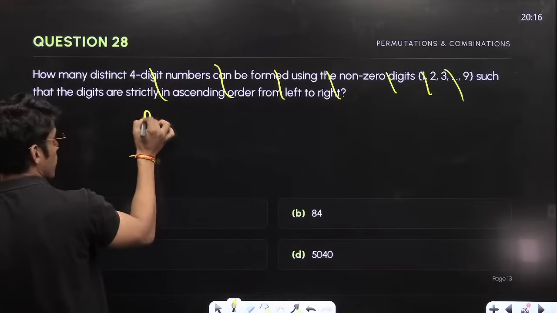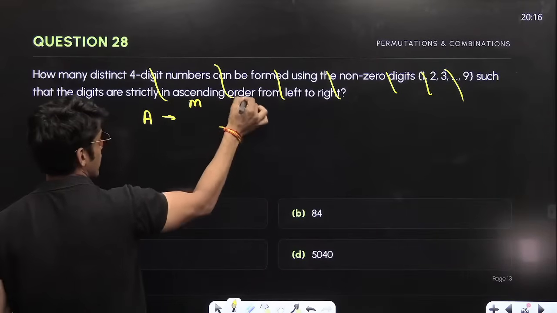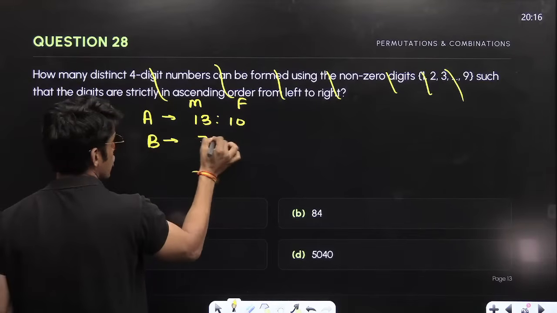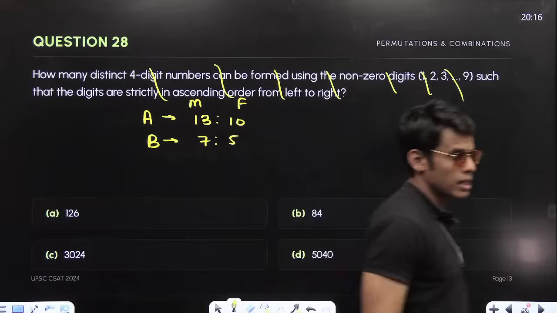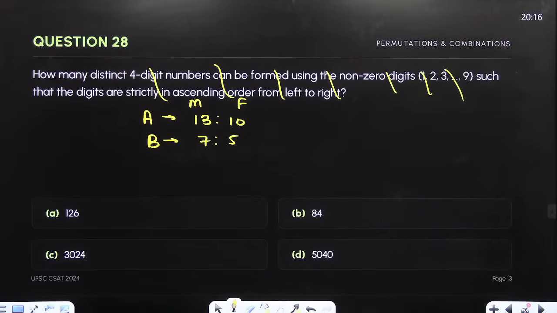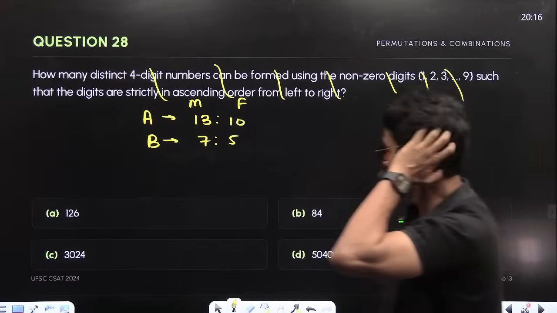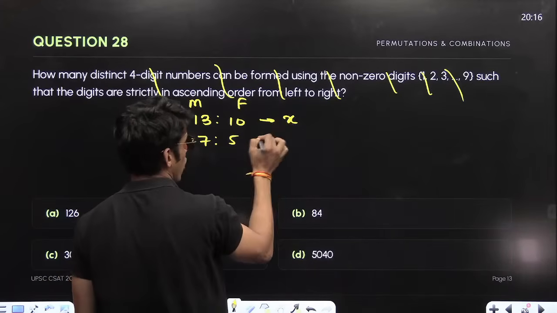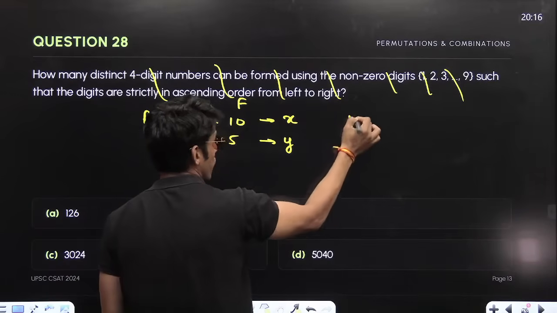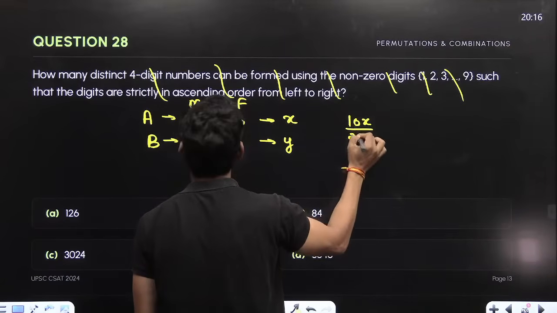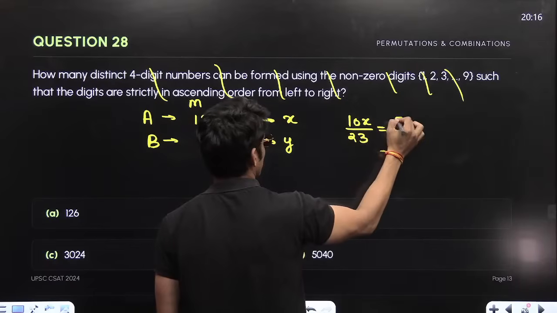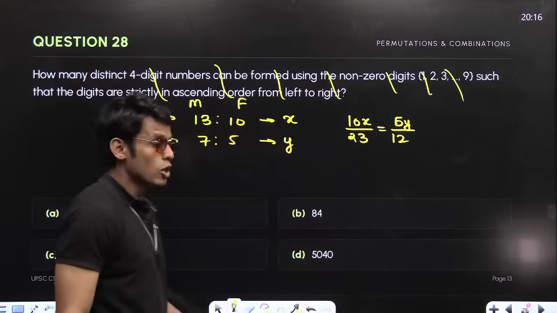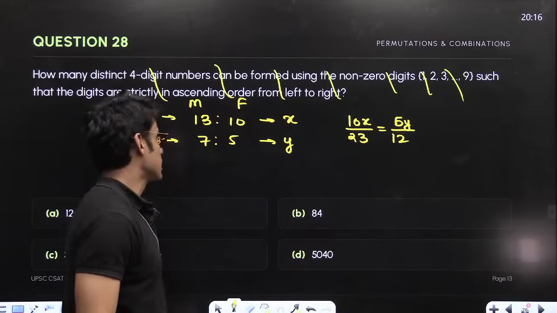So there is one company in which the male to female ratio was 13:10. In B company, the ratio was 7:5. I think, let me check, or 5:7. 7:5, right? And then what it was saying is that let's assume I have X employees here and Y employees here. The females were the same here. In both the companies, females are the same. So how am I getting this 10x plus 23, right?